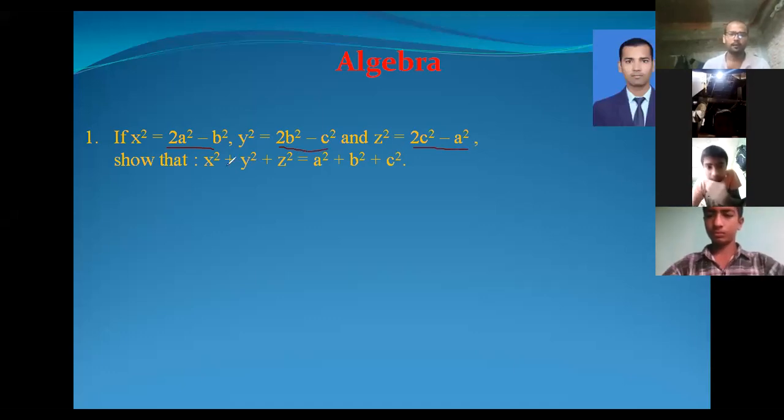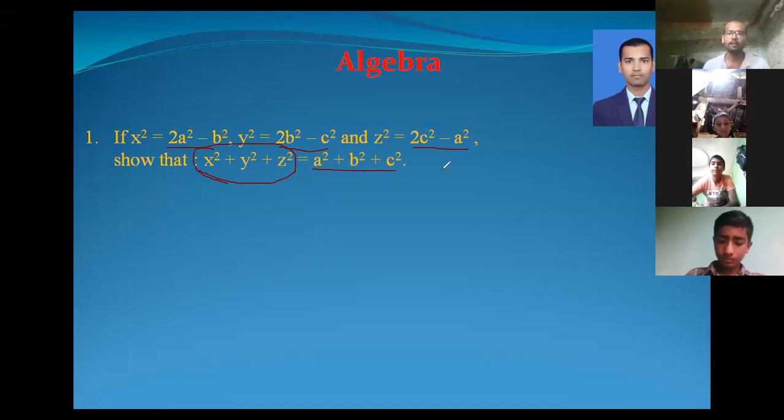And we have to prove x square plus y square plus z square is equal to a square plus b square plus c square. That means after solving x square plus y square plus z square, our answer would be a square plus b square plus c square. So let's solve it.